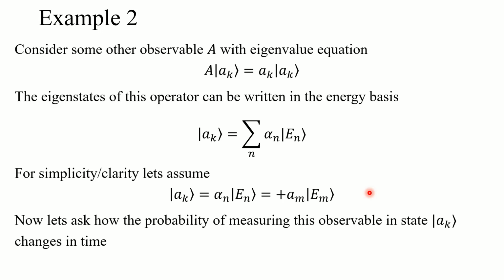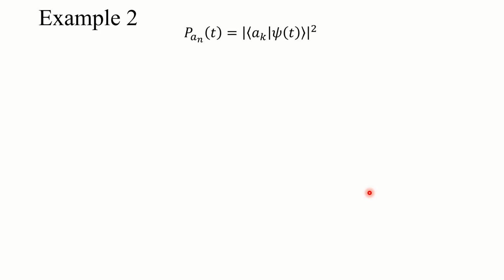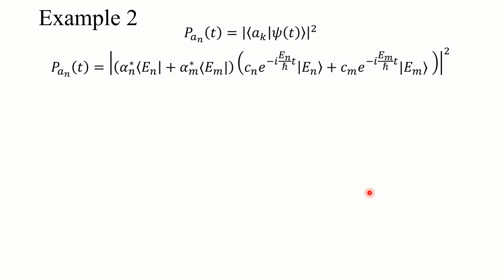eigenenergy vector and the mth eigenenergy vector, with some combination alpha n and alpha m of those two. And now we can ask the same question: what's the probability of measuring this observable in state A_k, the kth eigenvalue of that observable A? Well, again, we go to postulate 4 and look at that probability as a function of time. It's just the inner product of the observed eigenvector with the state of the system at the time we made the measurement, all squared.